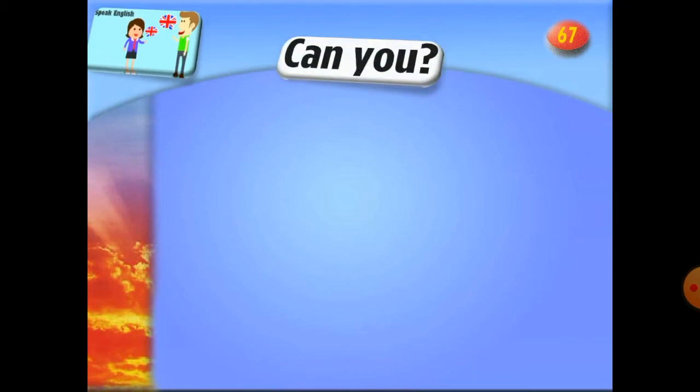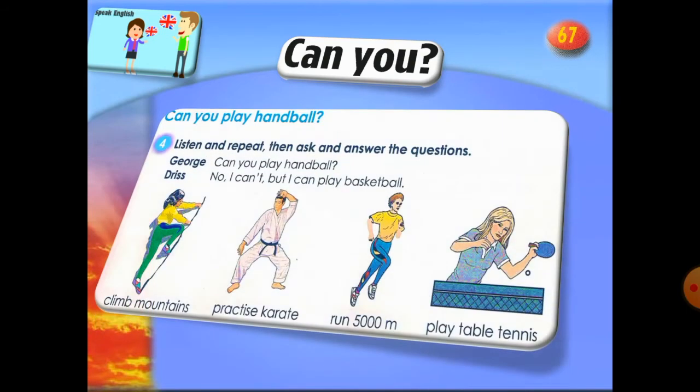You can do it. On page 67 again, we have a speaking exercise here. Can you play handball? Number 4. Listen and repeat, then ask and answer the questions. George and Dries. Can you play handball? Dries? No, I can't, but I can play basketball. Okay, you can do the same for number 1, 2, 3, and 4. We have climb the mountains, practice karate or do karate, run 5,000 meters, play table tennis or ping pong. So, for example, you can say, George, can you climb mountains? Greece, no, I can't, but I can run, for example, 1,500 meters.